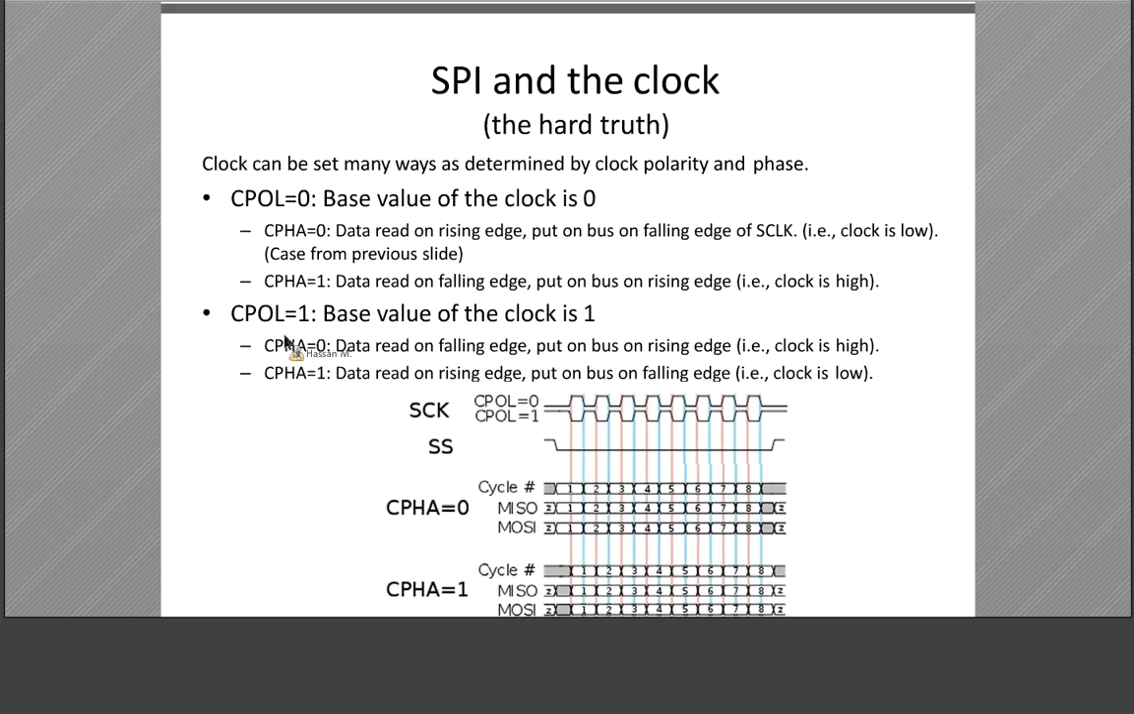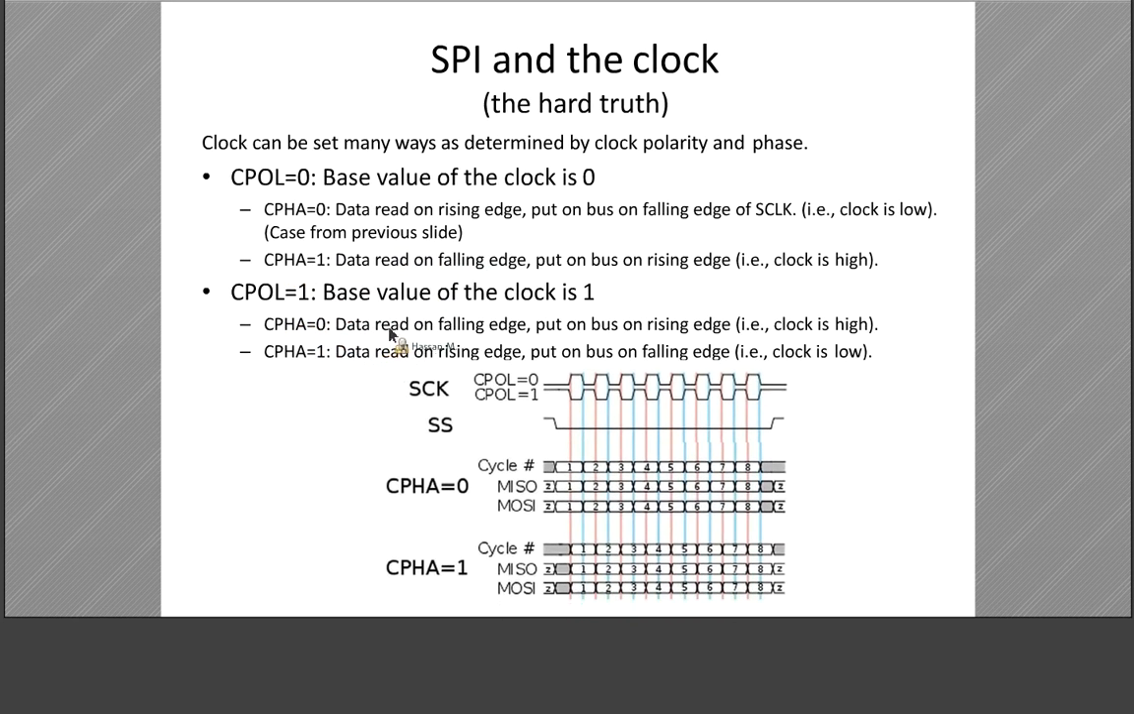CPHA 0 is as CPHA 1 here. Okay, data read on falling, put on rising. CPHA 1 is as CPHA 0 here. Okay, data read on rising, data put on falling.